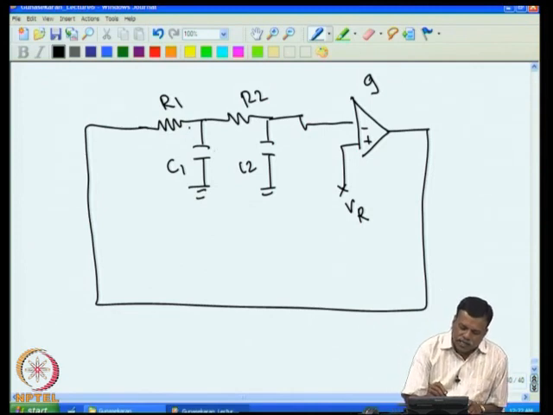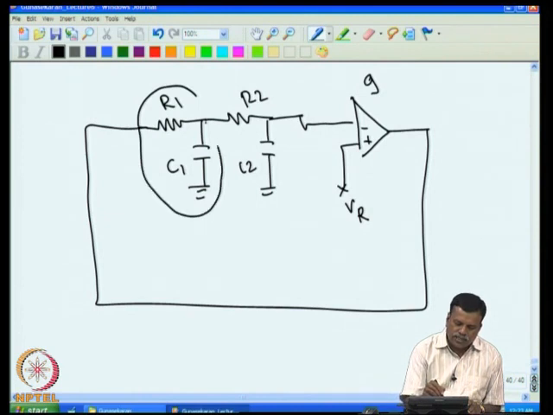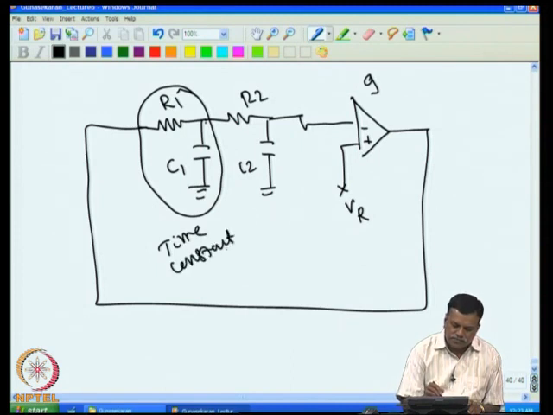Here we have modeled this R1 C1 as the equivalent time constant of the oven. For example, if I apply a voltage to the heater, then the temperature of the oven slowly rises. The same thing happens here. I apply voltage here, then the voltage at this point slowly rises depending upon the time constant of this. So we take this as the equivalent time constant of the system.